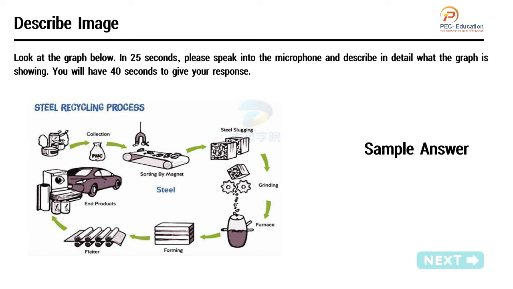Then it is dropped into the furnace. Then it starts forming and after that a flattener is used on it. Lastly, the product is used to make different kinds of materials such as cars, cans etc. Then the cycle is repeated by collecting the unwanted materials.